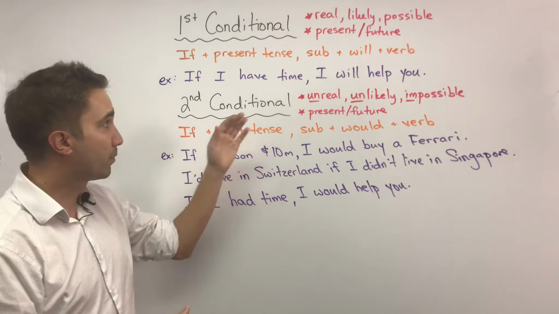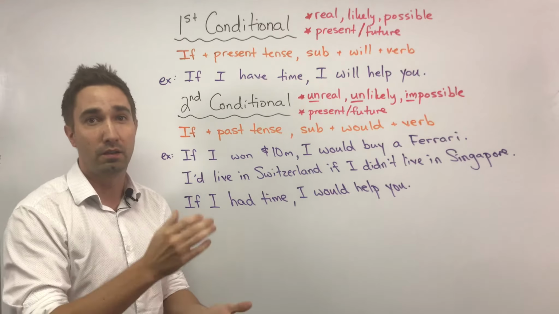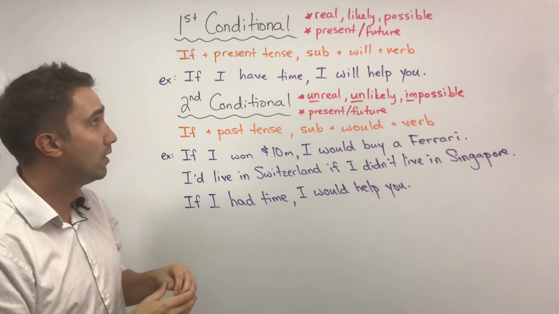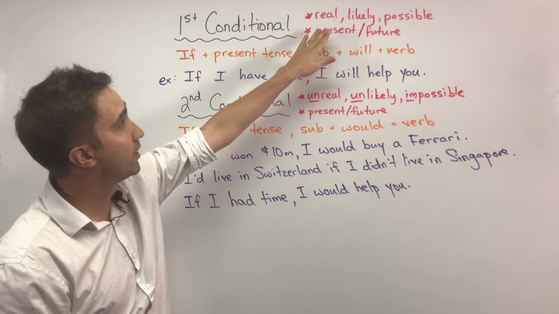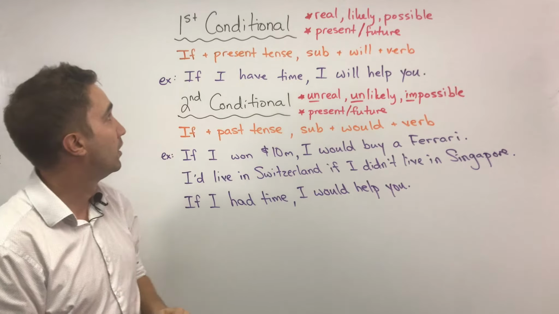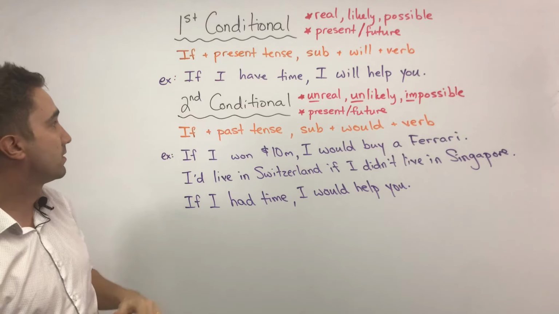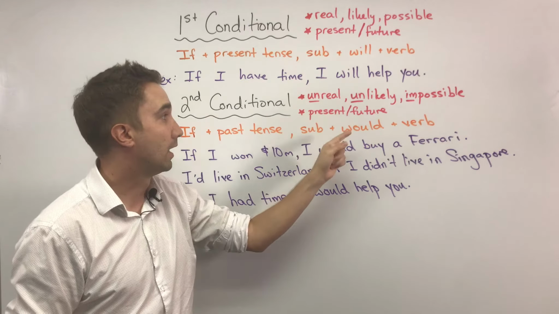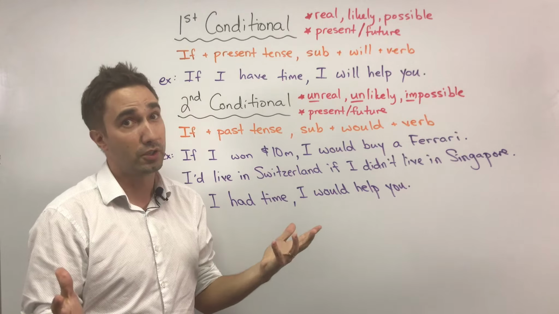Okay? So that's pretty much the basics of the comparison of first and second conditional. Just to remember, real, likely, possible, unreal, unlikely, impossible, if plus present tense, and if plus past tense, and then lastly, will and would.